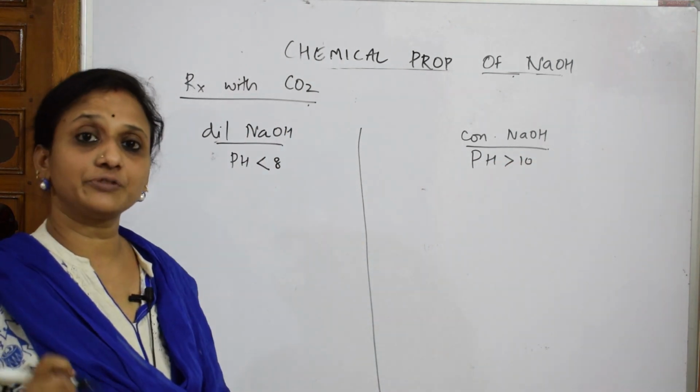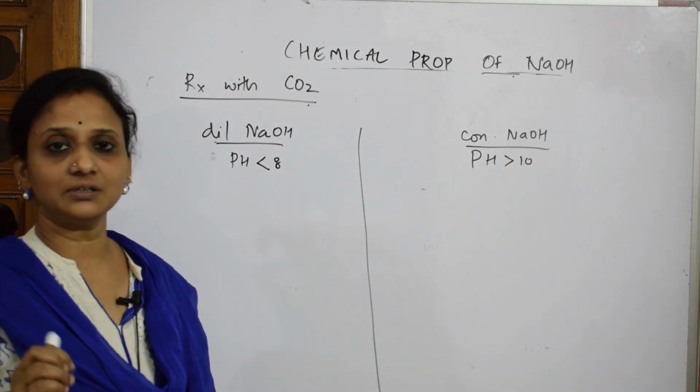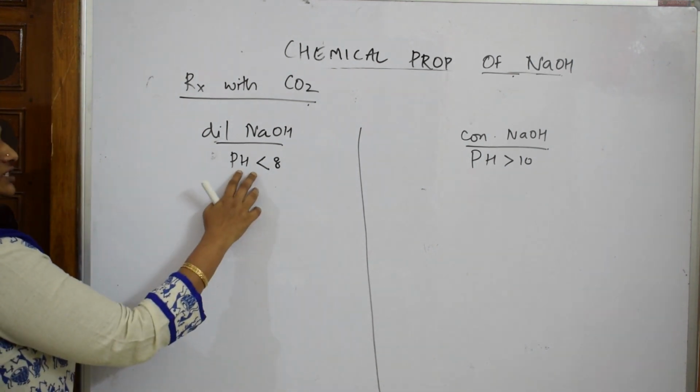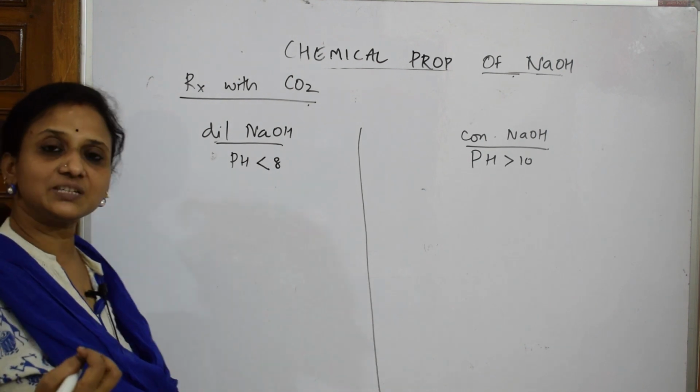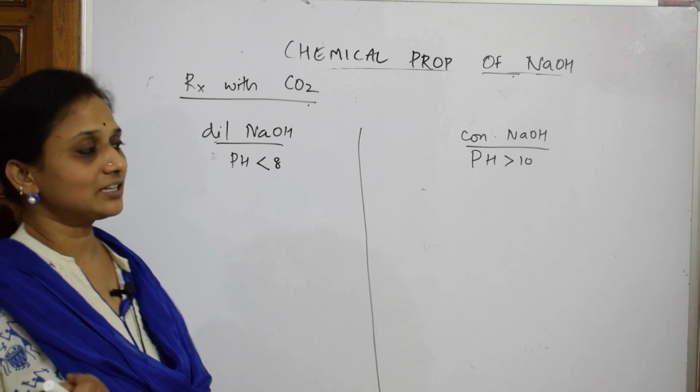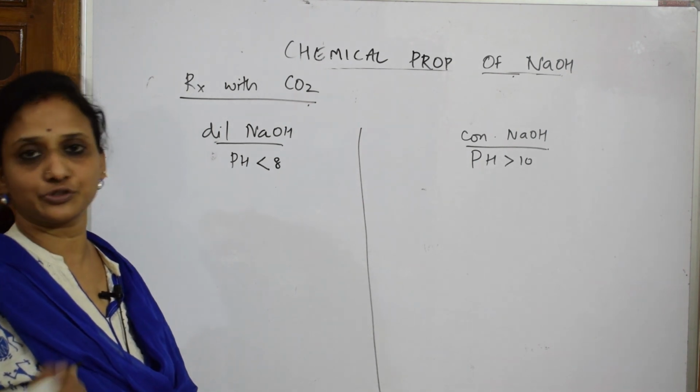Right, there are two different products formed. You need to be careful with the given options in the question. What is this condition? When the pH is much less than 8, that means you're picking up a dilute solution of sodium hydroxide. Here, if the pH is greater, that means you're picking up a concentrated solution of sodium hydroxide.